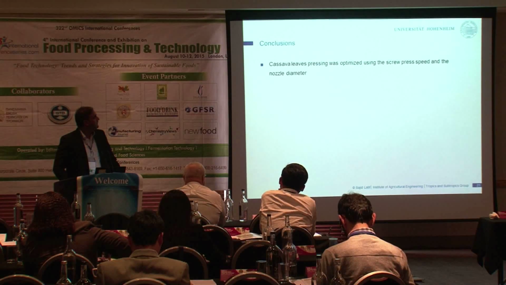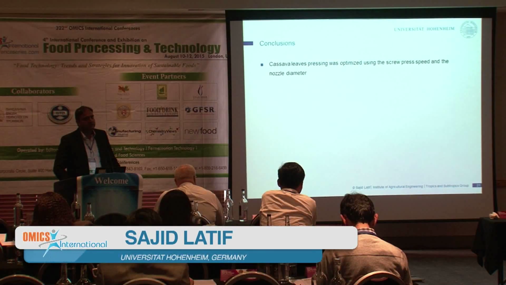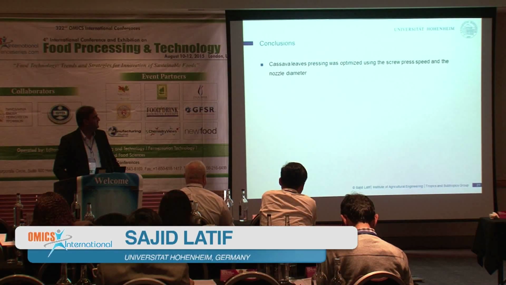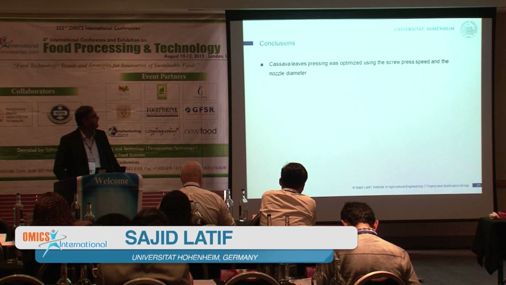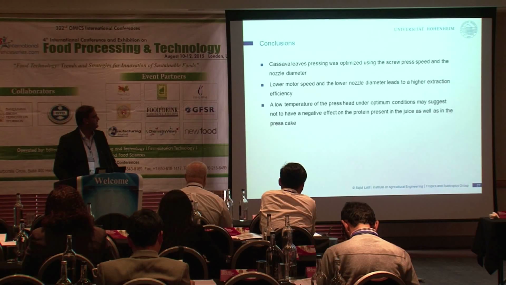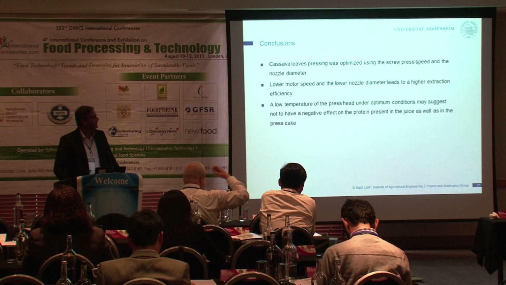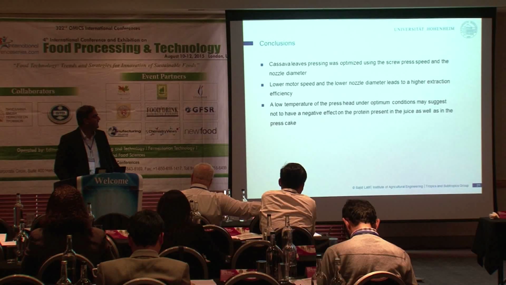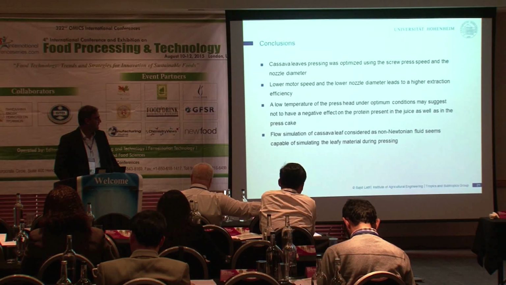So the conclusion: we were able to press cassava leaves while optimizing the screw press speed and the nozzle diameter. Low motor speed and low nozzle diameter lead to higher extraction efficiency, and the temperature was lower in the press head, so it might not have a negative effect on the protein. Still, we have to analyze the quality.